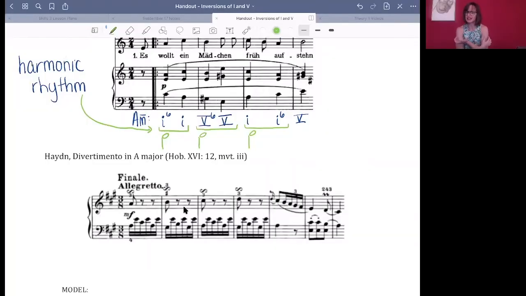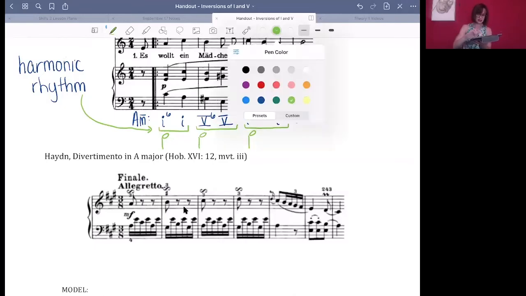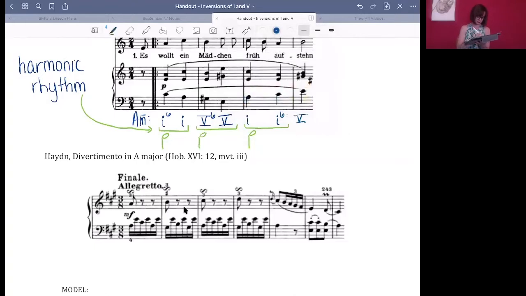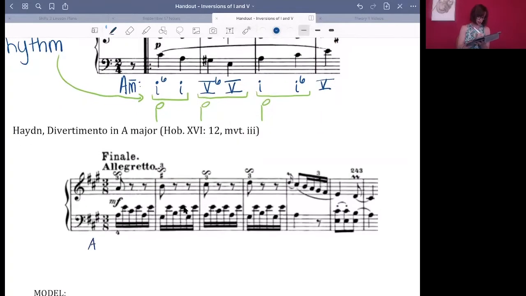Okay, so we didn't have a lot of variety in the harmony, but the bass line did move every measure. Let's take a look at what we have going on. We're in A major. We start out with a root position tonic chord. So nice one chord. And then your bass going from here to here.